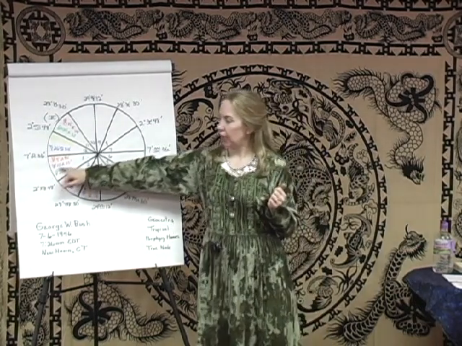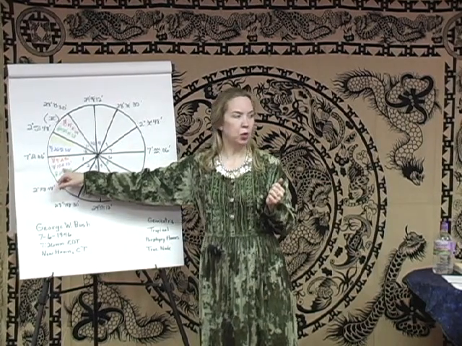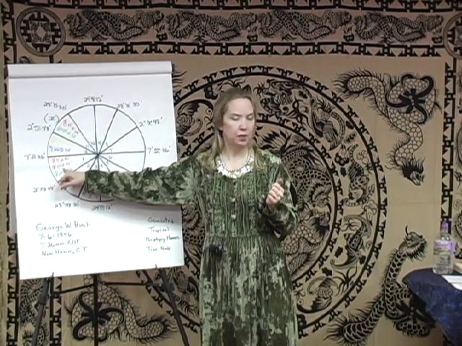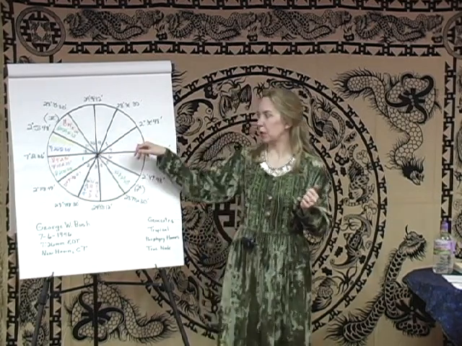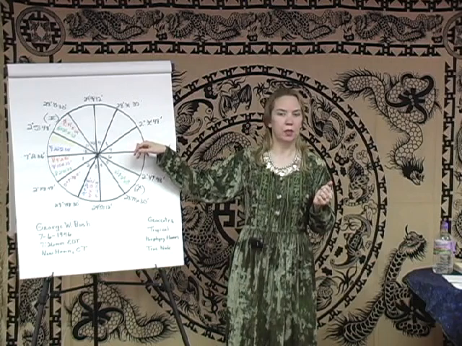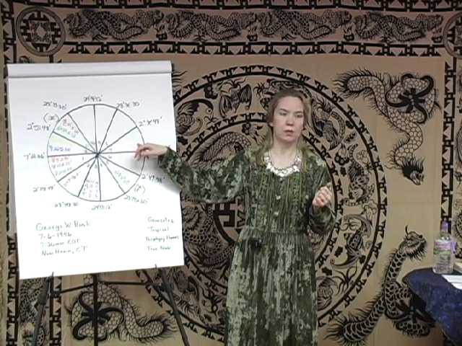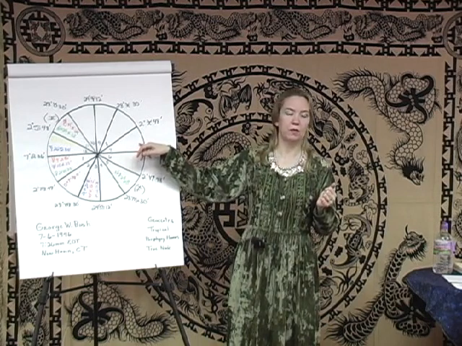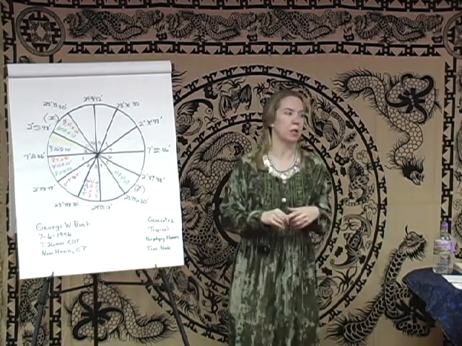Whenever we look at Pluto by natal house and sign aspect, it tells us where the soul is coming from. The polarity point is where the soul is going. So we look to the opposite sign, house, and then aspects to fill in as to where the soul's lessons are in this particular lifetime.